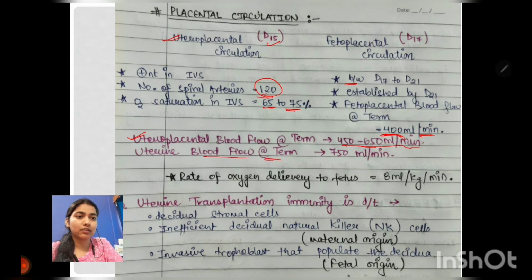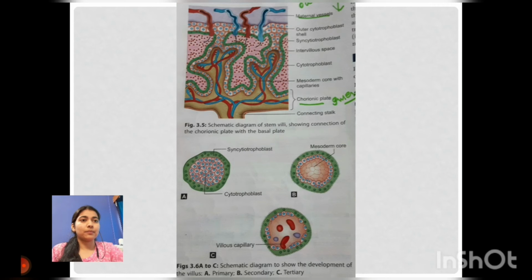Uterine blood flow at term, note the word uterine, is 750 ml per minute, the maximum and more than the other two discussed. The rate of oxygen delivery to the fetus is 8 ml per kg per minute. Uteroplacental immunity, or transplantation immunity, is due to three things: first, the decidual stromal cells; second, decidual natural killer cells, which are of maternal origin; and third, invasive trophoblasts that populate the decidua, from fetal origin. So these three things.